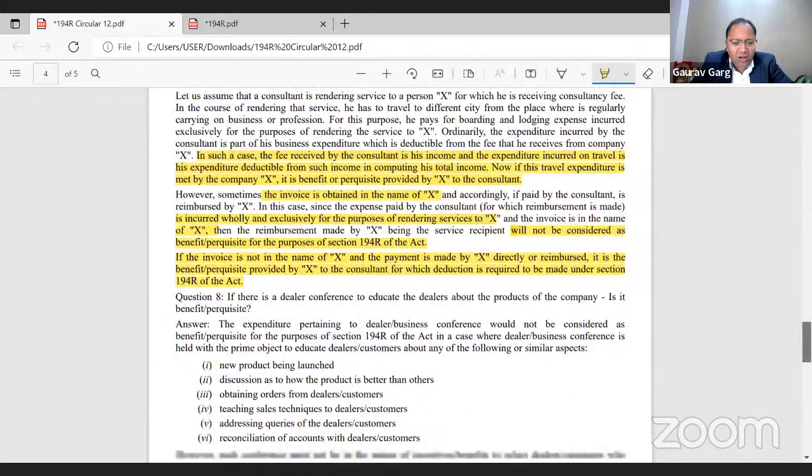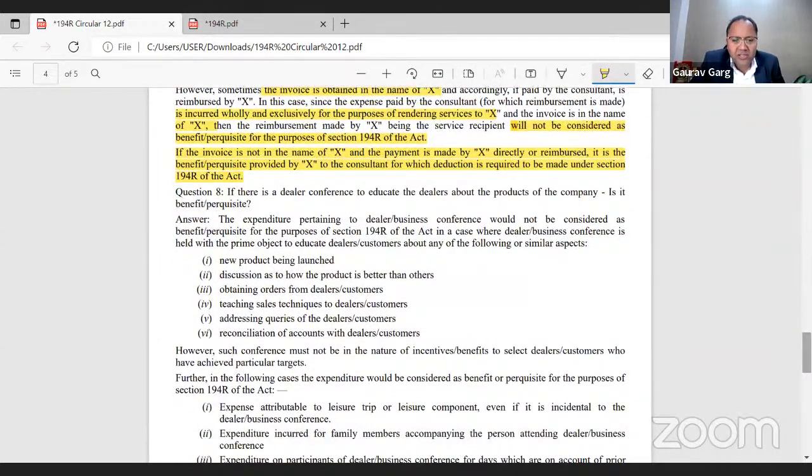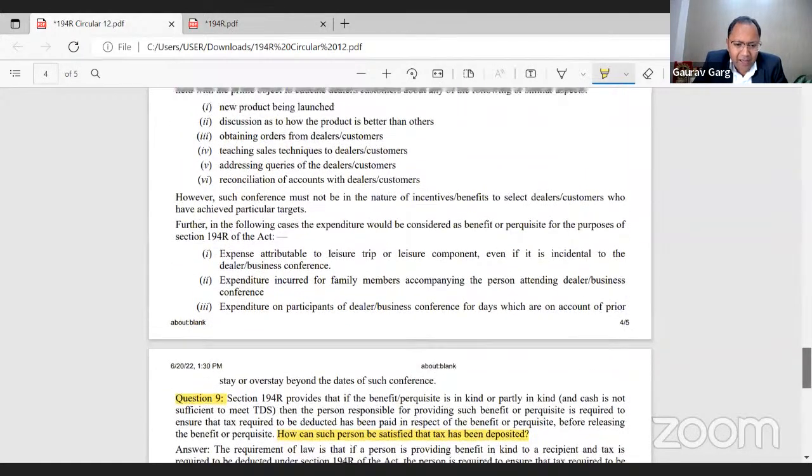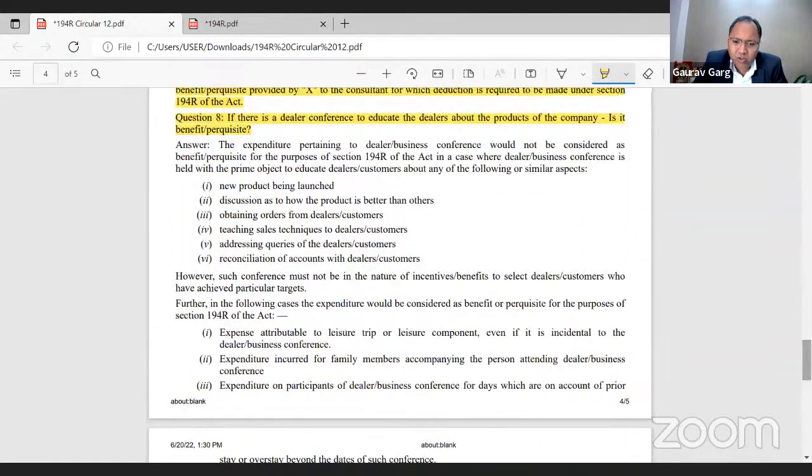Okay, so let me move on to question number 8, which is the last question, though there are question number 10, but we moved on, we followed a different sequence. Now we are on the last question, question number 8. If there is a dealer conference, what to do? Dealer conference to educate dealers about product of the company, is it benefit or perquisite? I think very well drafted reply, very well drafted answer to this.